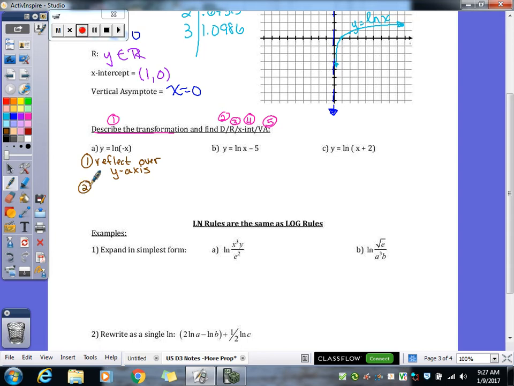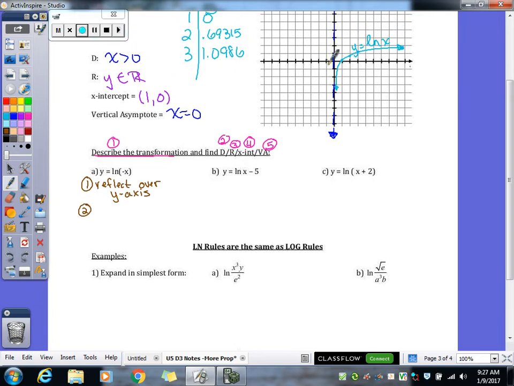Step 2, your domain. So since this time we've reflected it over the y-axis, I've taken this graph and it's now over here going like this. That means that our domain flips and it becomes when x is less than 0. Our range, still y is an element of the reals. Our x-intercept this time changed to -1, 0. And our vertical asymptote has stayed the same. It's still going to be x equals 0.